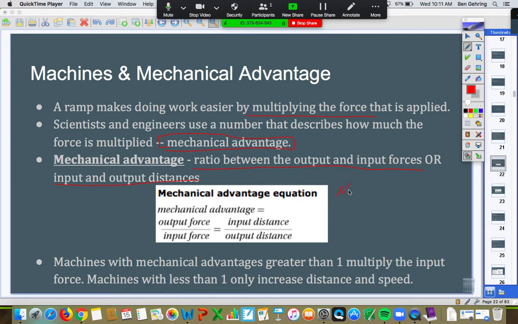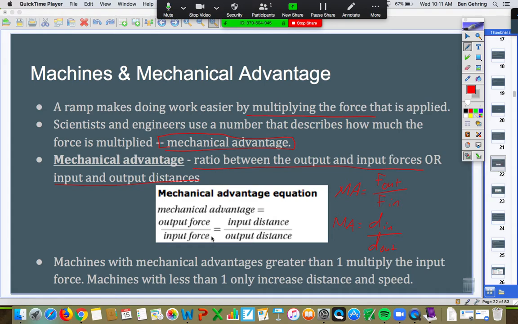So MA, mechanical advantage, is equal to force out divided by force in, or it is also equal to distance in divided by distance out. And we'll show you what this means in a second.